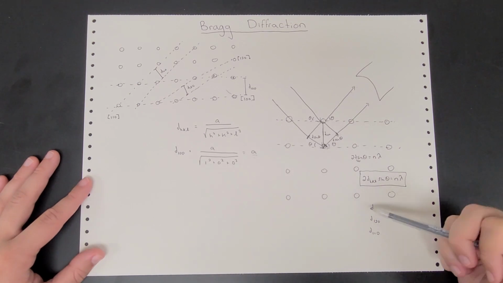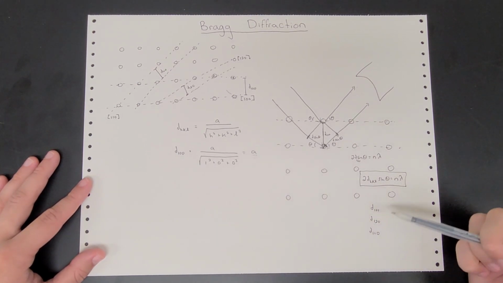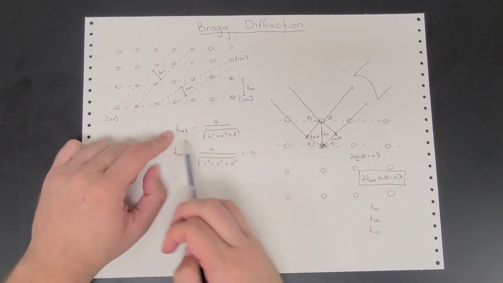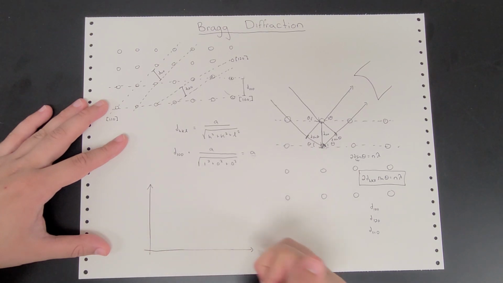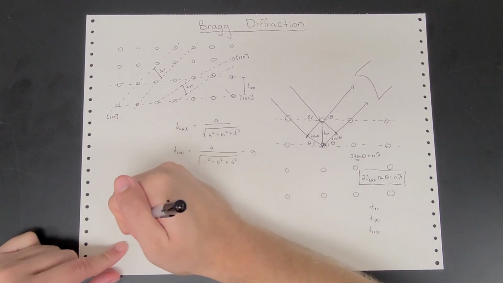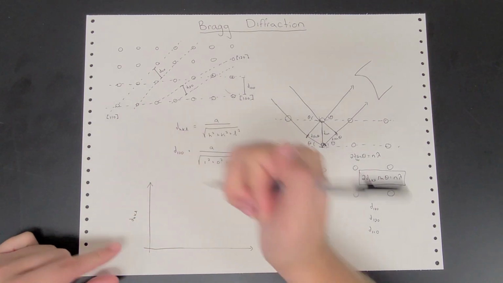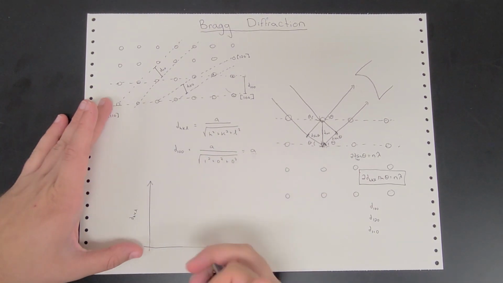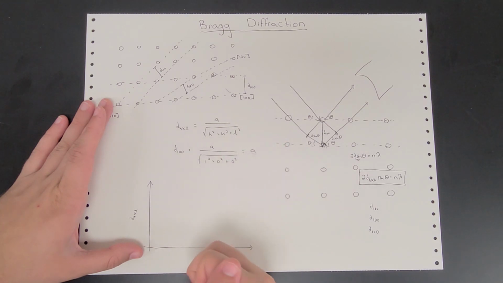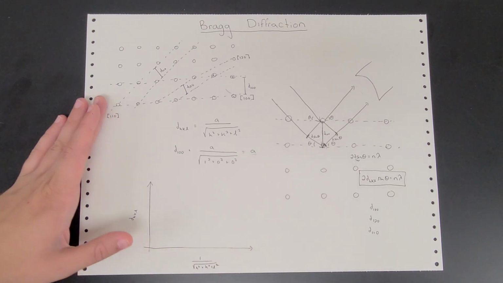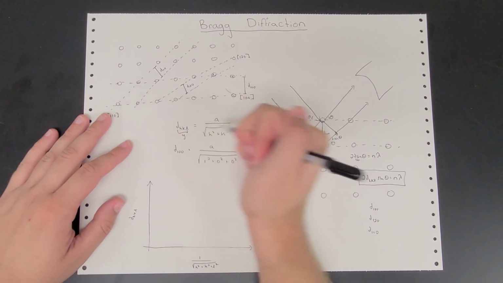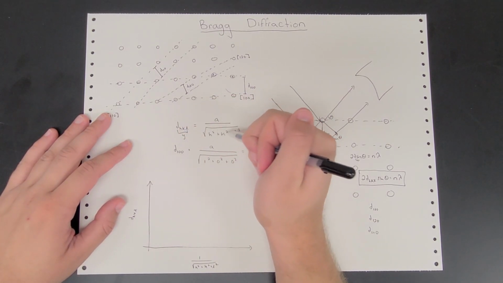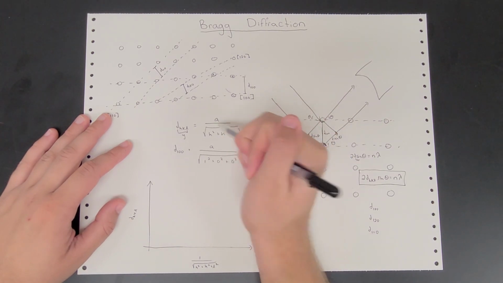So how are we going to use all of these interatomic spacings to calculate a? Well, that's where this equation comes in. We're going to make a graph. On our y, we're going to have our d_hkl values, and on our x, we're going to have 1 over the square root of h squared plus k squared plus l squared. If we linearize this equation, d_hkl is our y, 1 over the square root of h squared plus k squared plus l squared is our x, which leaves only a as our slope.